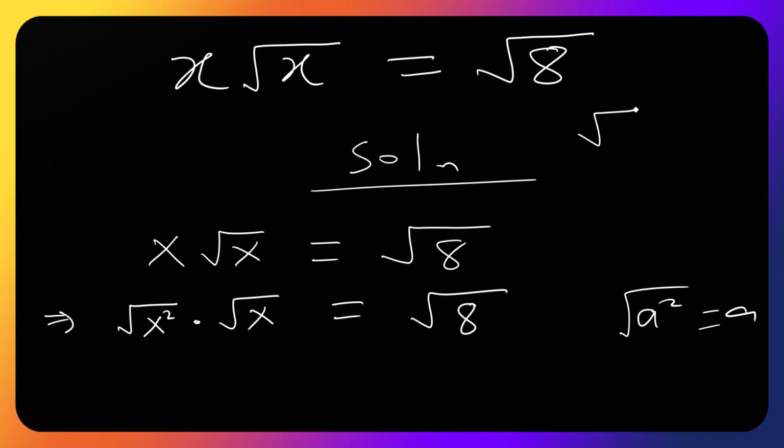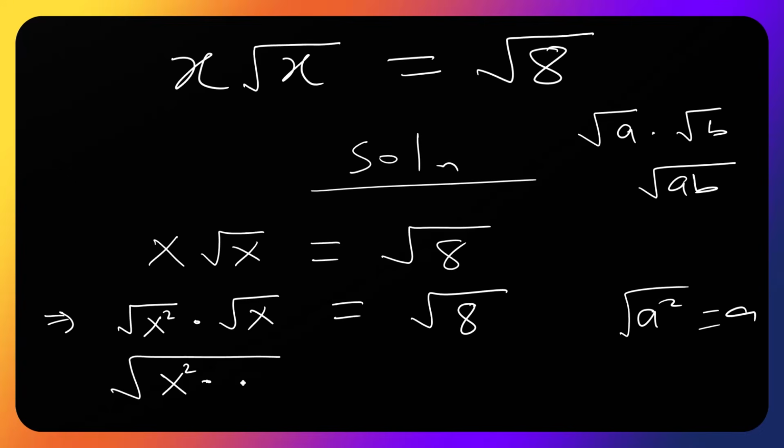Now square root of a times square root of b is the same as square root of ab. So this side can be written as square root of x squared times x equals square root of 8. Okay, so we have square roots on both sides. It means x squared times x is the same as 8. So this one is true.